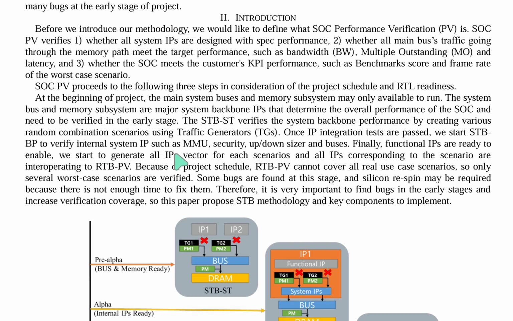Finally, the functional IPs are ready to enable. We start to generate all IPs corresponding to each scenario, and all IPs corresponding to the scenarios are interoperating in the RTB-PV. Because of the project schedule, RTB-PV cannot cover all real use case scenarios, so only several worst case scenarios are verified. So some bugs are found at this stage, and silicon respin may be required because there is not enough time to fix them. Therefore, it is very important to find bugs in early stages and increase verification coverage.